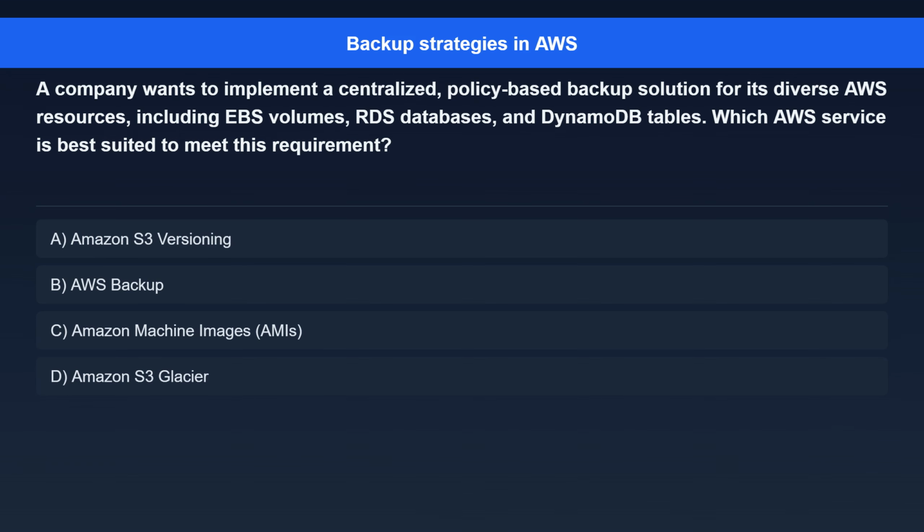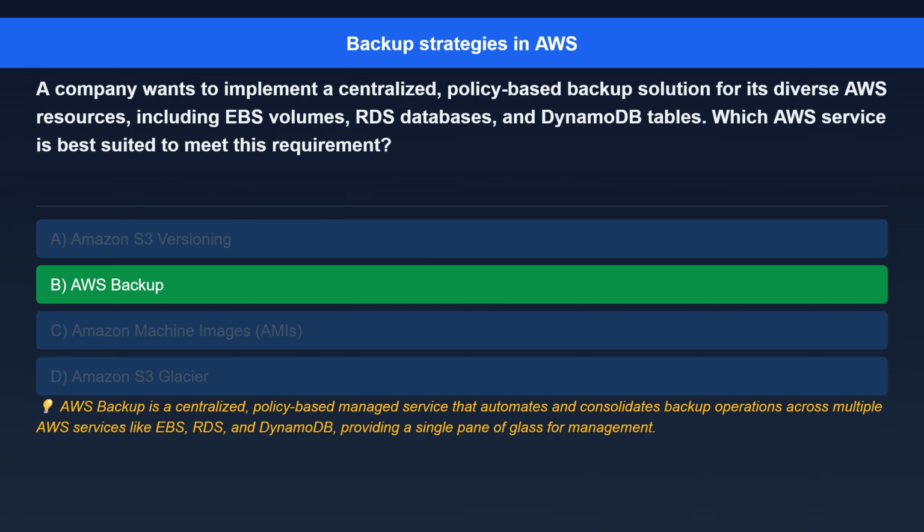Question 5. A company wants to implement a centralized, policy-based backup solution for its diverse AWS resources, including EBS volumes, RDS databases, and DynamoDB tables. Which AWS service is best suited to meet this requirement? Option A, Amazon S3 versioning. Option B, AWS Backup. Option C, Amazon Machine Images, AMIs. Option D, Amazon S3 Glacier.